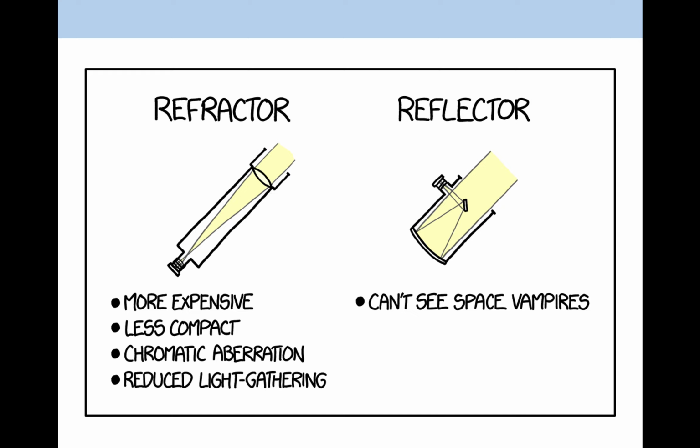So here is another diagram. Here we have our refracting telescope. It is more expensive. It's less compact. We have to worry about chromatic aberration, and it usually has less light gathering power than a reflecting telescope. The only thing bad with reflecting telescopes is it's made of mirrors, so you won't be able to see any vampires out in space.